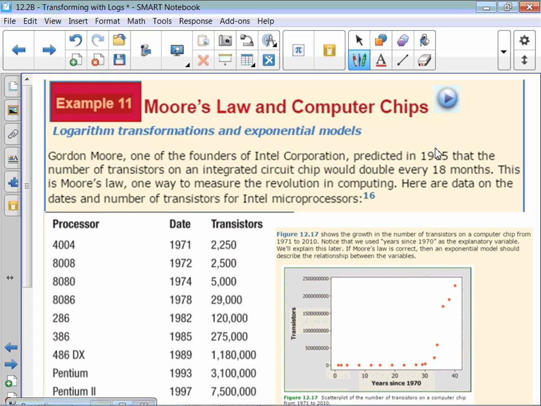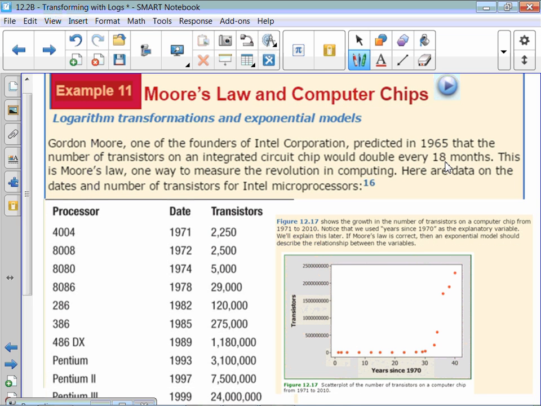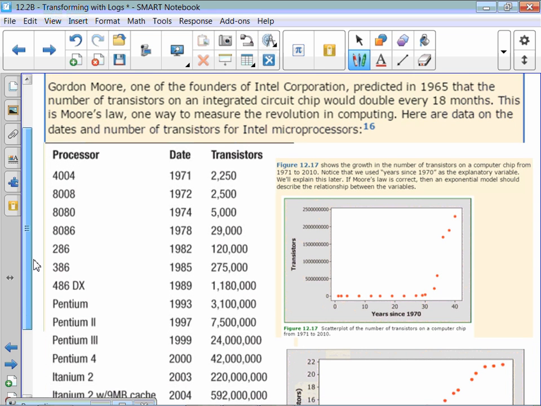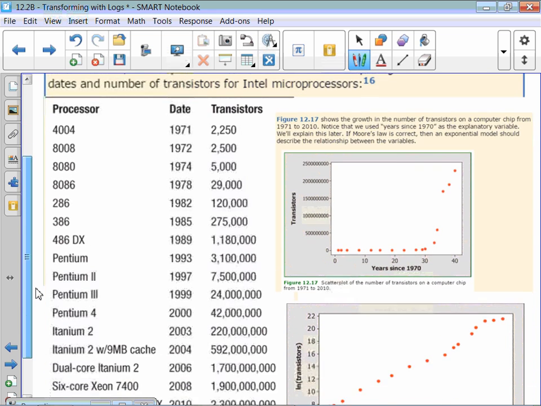So let's look at Gordon Moore, one of the founders of Intel Corporation, who predicted in 1965 that the number of transistors in an integrated circuit chip would double every 18 months. This is Moore's law, one way to measure the revolution in computing. Here are the data on the dates and the number of transistors for Intel microprocessors.